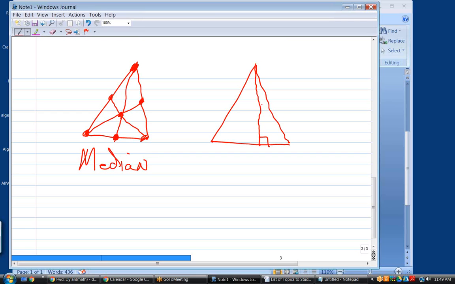Because this altitude does not do that. In other words, that is an altitude. All an altitude does is go from the vertex perpendicular to the opposite side. So if I did this, I would make sure that I'm perpendicular, that's a right angle. And if I do this, and I go to the opposite side perpendicularly, those all intersect at the same point also.